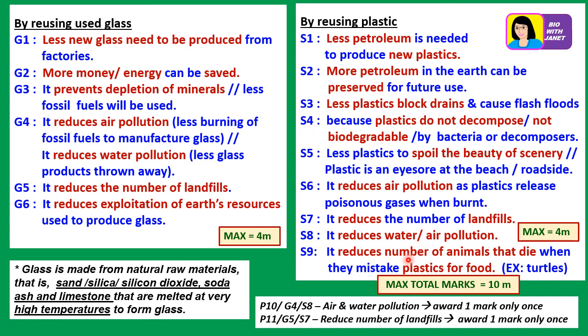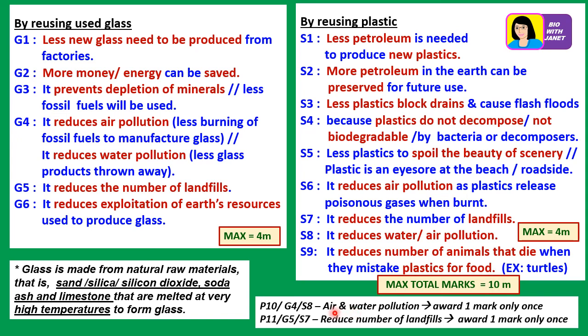Then it reduces number of animals that die when they mistake plastics for food. This is very true for the turtles in the sea. Whenever you see the plastic bag floating by, they thought it's a jellyfish. Then they eat it, and they may die from eating the plastics. Okay, because if the plastics are in their stomach, they can't absorb their food, and they are not actually receiving food. Okay, when they eat the plastics, they are not getting food.